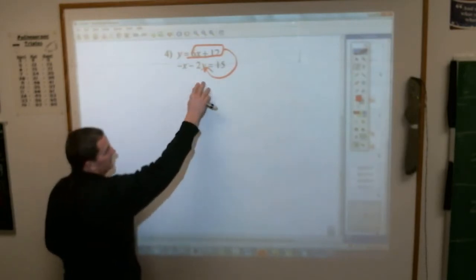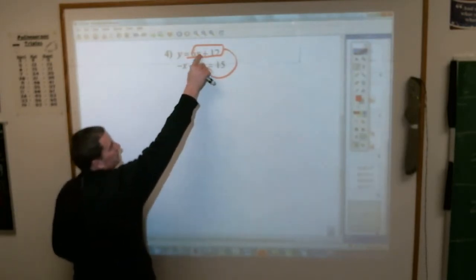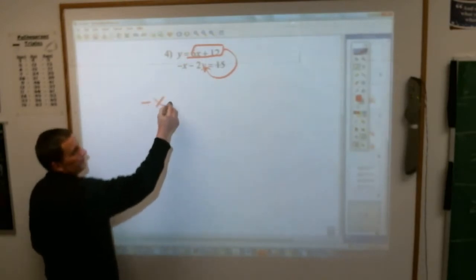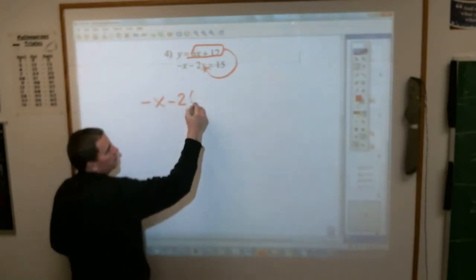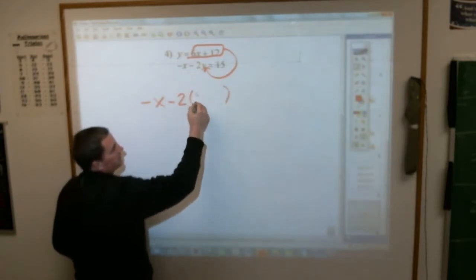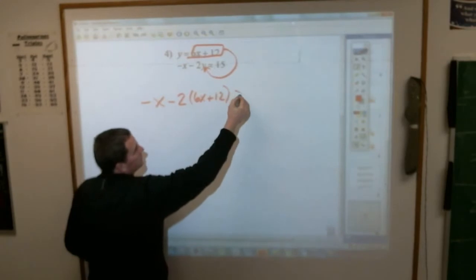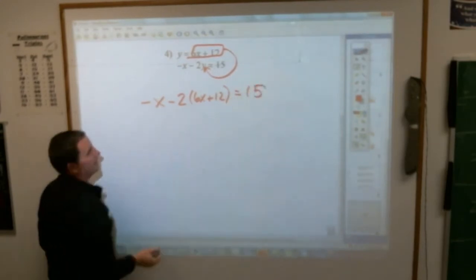So I'm going to rewrite everything except for the letter y. I'm going to put a parenthesis and substitute in what y equals. So negative x minus 2, and there's the y, so I stick a parenthesis there that has 6x plus 12 in it, and that equals 15. Did you get that far?